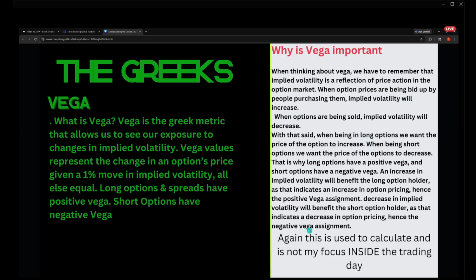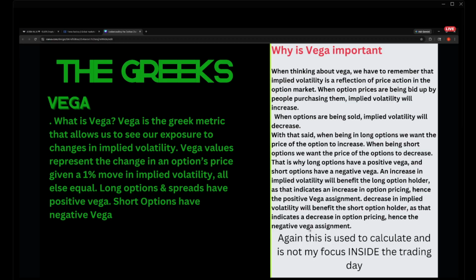When thinking about Vega, we have to remember that implied volatility is a reflection of the price action in the option market. When option prices are being bid up or bought up, people purchasing them, the implied volatility will increase. When options are being sold, the implied volatility will decrease. With that being said, when being in long options, we want the price of the option to increase. When being short options, we want the price of the option to decrease. This is why long options have positive Vega, and short options have negative Vega.